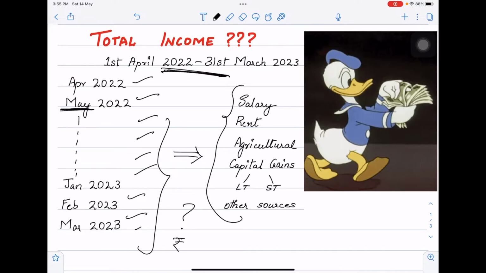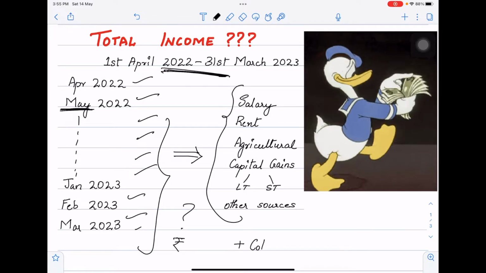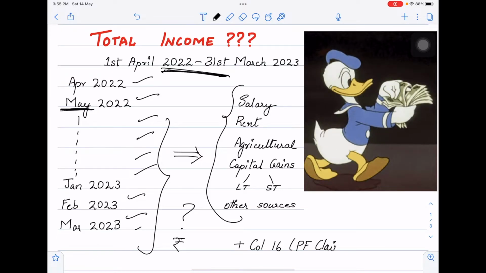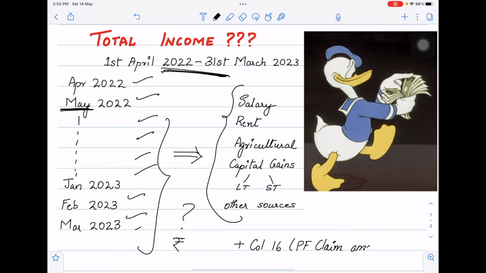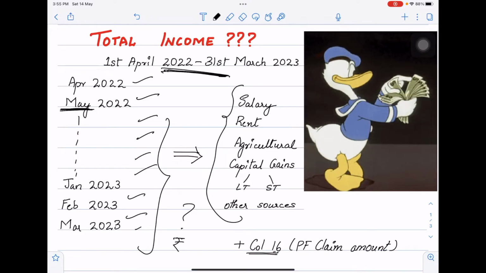And do remember that when you are computing your total income, you also have to add the column 16, which is your PF claim amount. So do not forget to add the column 16 amount to the total income amount when you are computing.